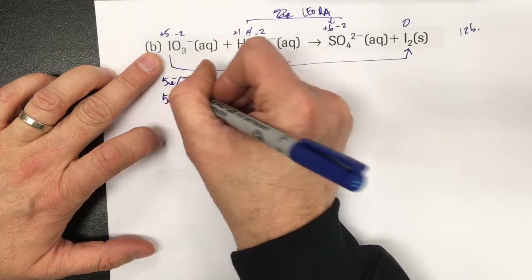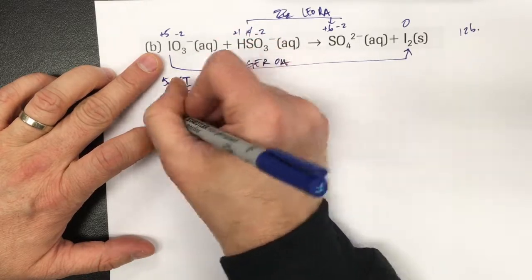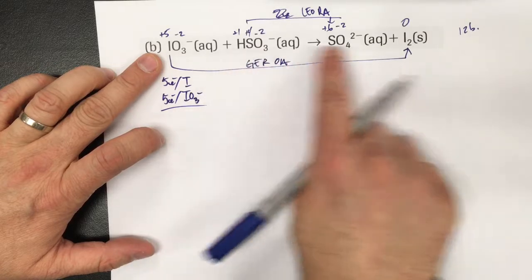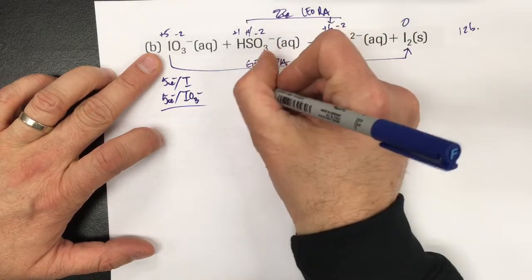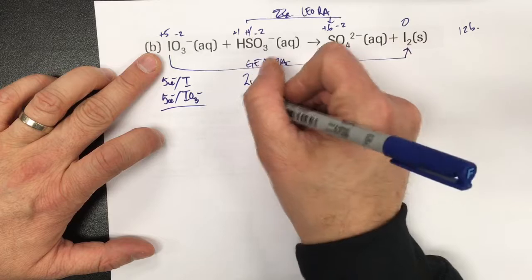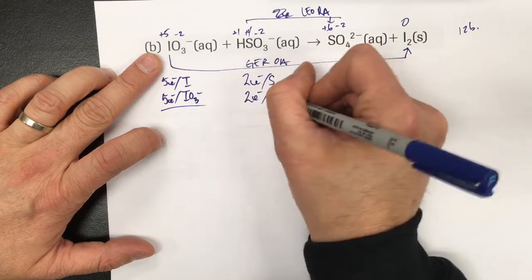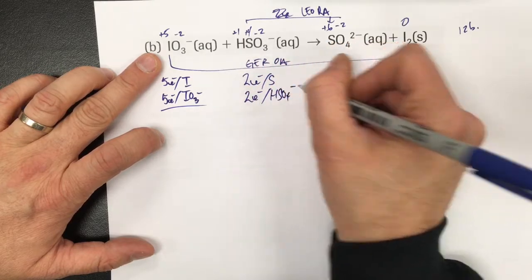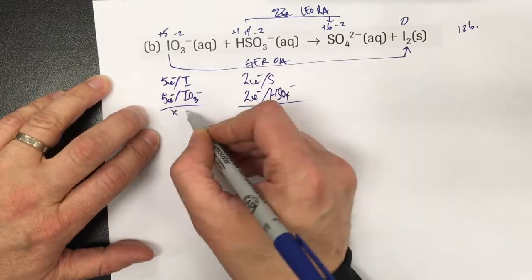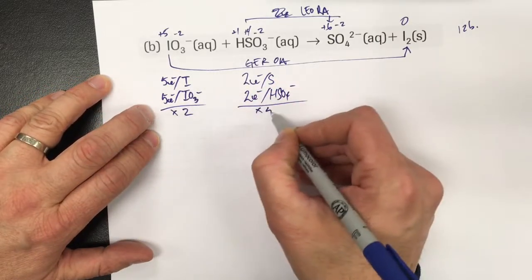Iodine goes from plus 5 to 0, so that's 5 electrons per iodine. That's 5 electrons per iodate. And I've got plus 4 going to plus 6, so that's 2 electrons per sulfur. That's 2 electrons per hydrogen sulfate ion. Lowest common multiple is 10, so I multiply this by 2 and this by 5.